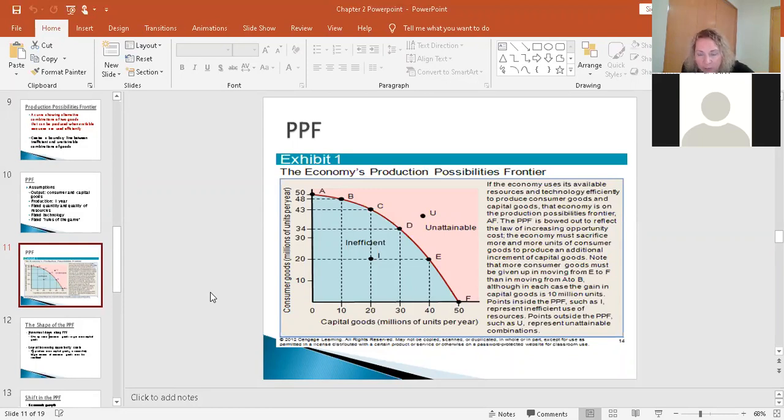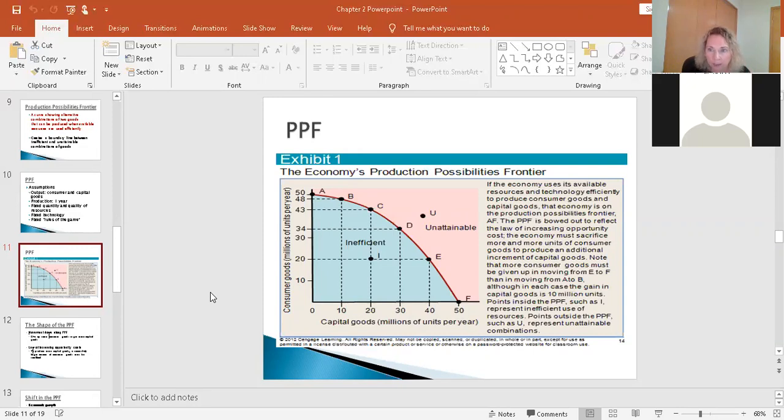And then to gain those last 10 million units from E to F, or from 40 to 50, you have to give up 20 million units in order to gain that 10. That's the increasing opportunity cost. So we start at A and we go to F. In order to gain the same number of additional units of capital good, we have to give up more and more and more of our consumer goods. Okay, so just hang on to that.